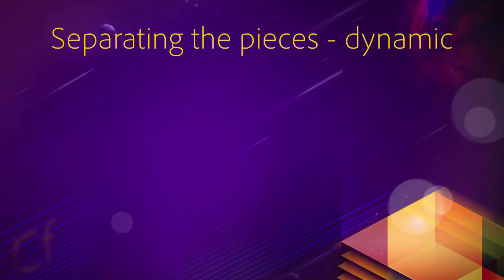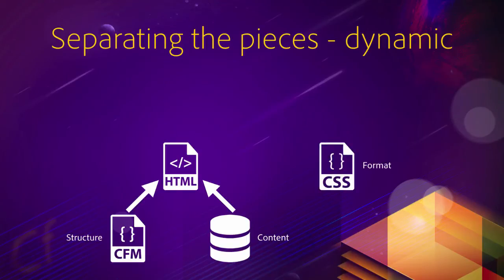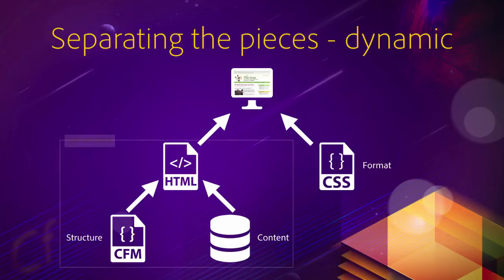In case of a dynamic request, we further separate things. We have the structure that will be stored in a CFML file, which is a ColdFusion file with a .cfm file extension. And we have the content that will be stored in a database. And we have to merge those two things together to create HTML code. Now, the rest of the story is pretty much the same as for a static request. We have the additional support files, CSS, JavaScript, images, and we send that all to the browser that renders the page. So this is basically how a dynamic website works.